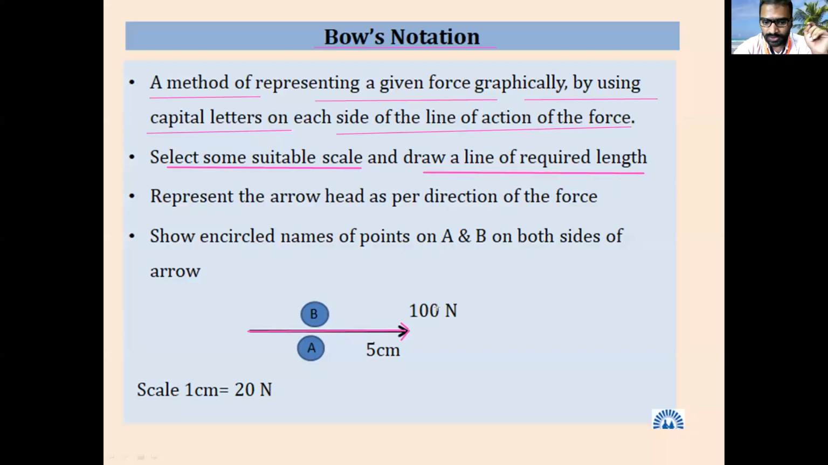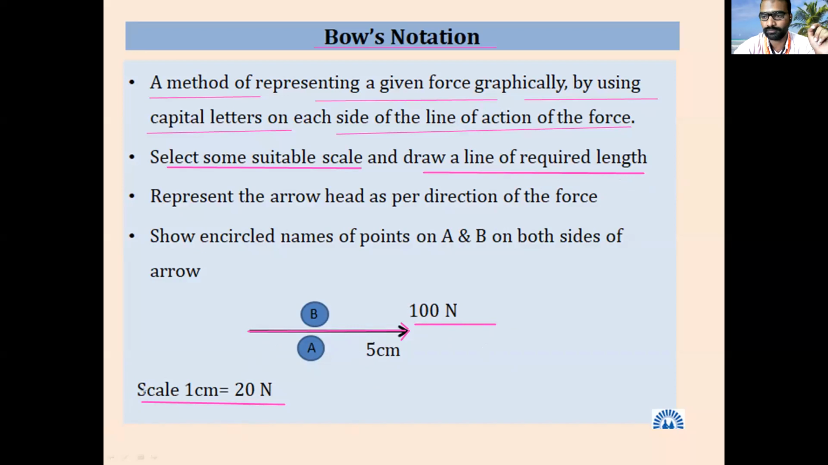See, this force is how much? It is 100 Newton. I will select some scale. The scale is 1 centimeter is equal to 20 Newton. So in total, 100 Newton is how many centimeters? 5 centimeter. 20 Newton is equal to 1 centimeter, so 100 Newton is equal to 5 centimeter. You have to draw this arrow of size 5 centimeter.